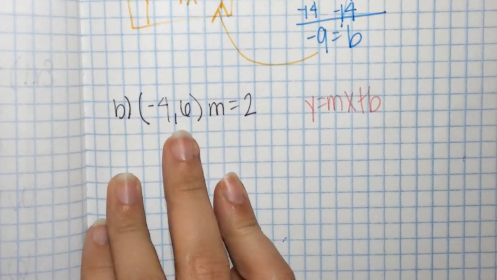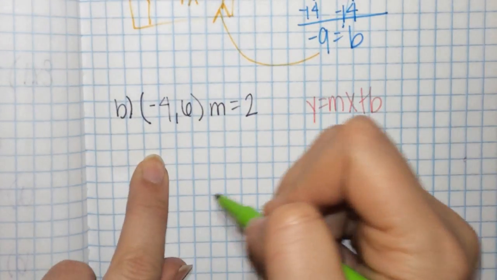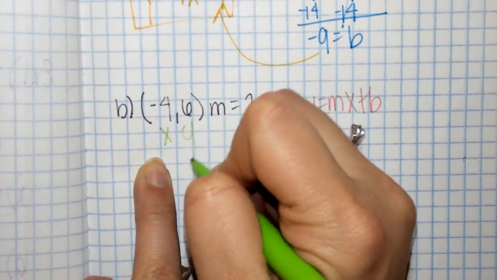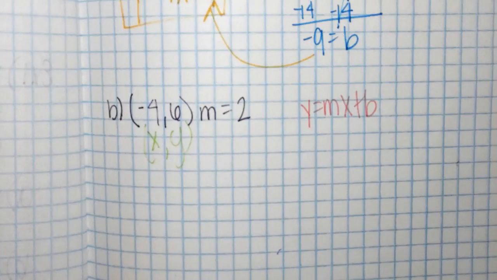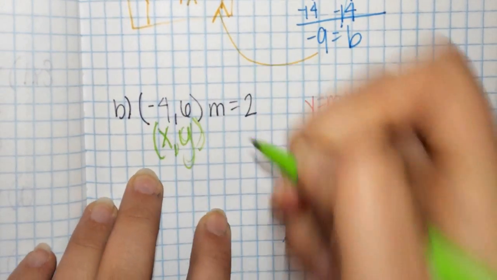Alright, now, we're given our point. What is our point? How do we write it? (6, 2), and then just x, y. Alright, so that's x, y.